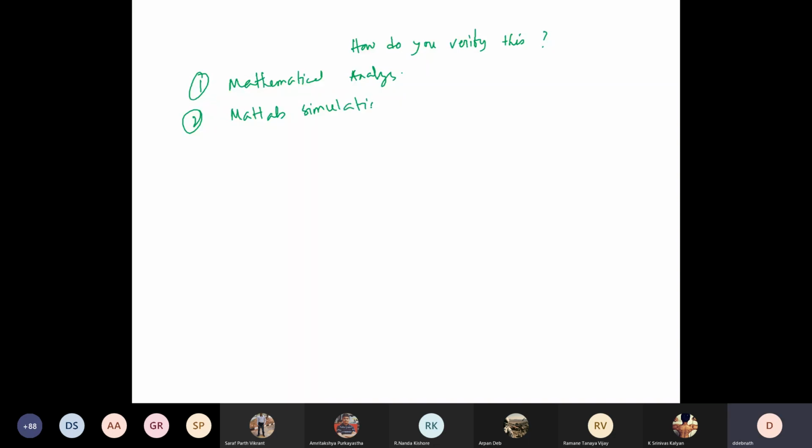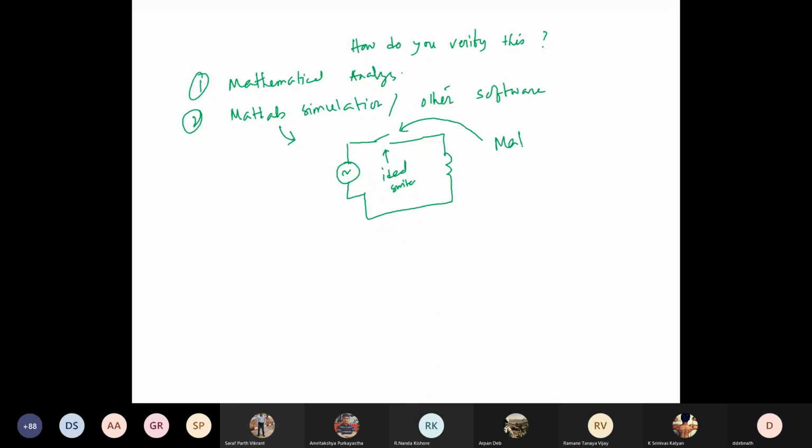Other software. So I want you to learn MATLAB because in the power electronics lab we are going to use MATLAB simulation. So study this. There you try to replicate this circuit, right? I take an ideal voltage source, ideal switch, even an ideal inductor. But what you'll figure out is that maybe the way MATLAB implements the switch may not be 100% ideal. You have to check.